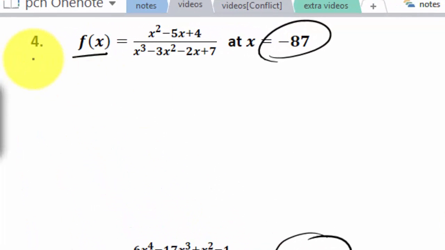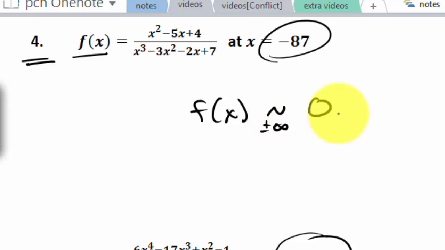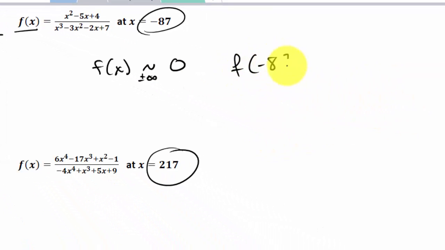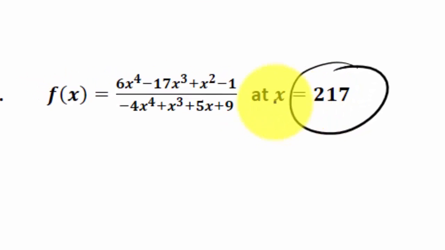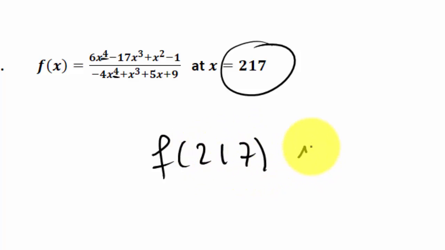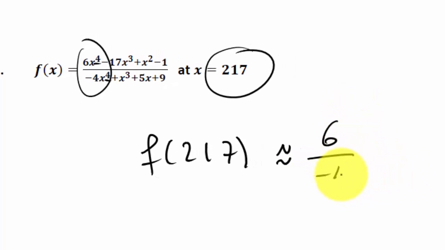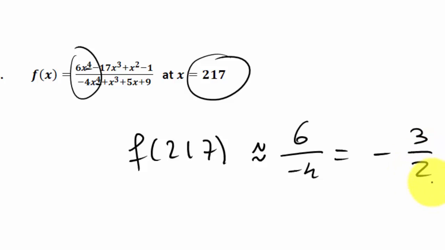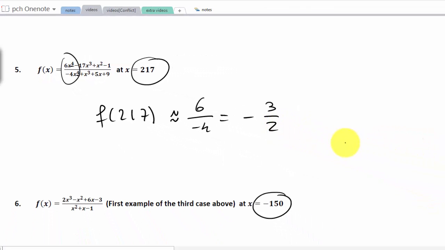For example, number 4 right here, it's a bottom heavy function, so I know that f of x is going to be about 0 at plus or minus infinity. So actually f of -87 is about equal to 0. I will let you look at the percent relative error on this one. You know the formula, right? What about number 5? Well, they have the same degree, right? So I know that f of 217 is going to be really, really close to 6 over -4, which is -3/2. Very, very close. How close? Check out the percent relative error.